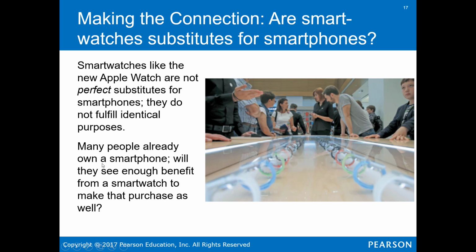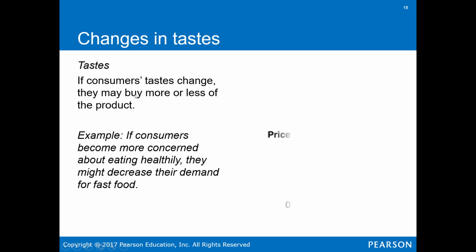So most people already own a phone. Will they see enough benefit from a smartwatch to purchase it? I think the fitness part of it and certain other features have caused the smartwatch to be popular, but I'm not sure if it's as popular as they anticipated, right? This is always, you're trying to predict consumer behavior, right?